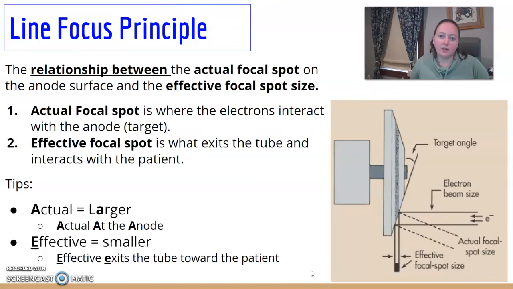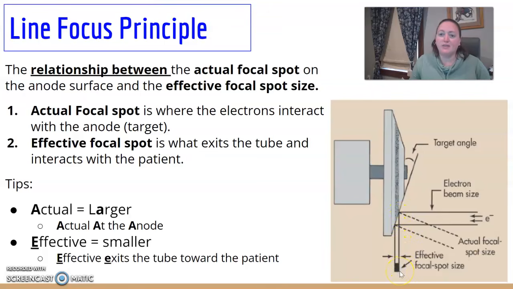Your actual focal spot is where those electrons that are coming from your cathode end hit on the anode, or your target. Sometimes it's called target. So where the electrons hit, or the focal track on the target, is where your actual focal spot is. The effective focal spot is what exits out the tube towards the patient. So as the electrons are coming across, where they hit here, this area on the anode is your actual. And then the effective focal spot is what exits out.